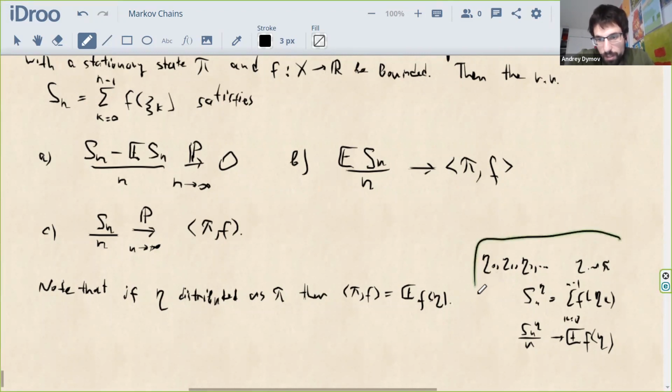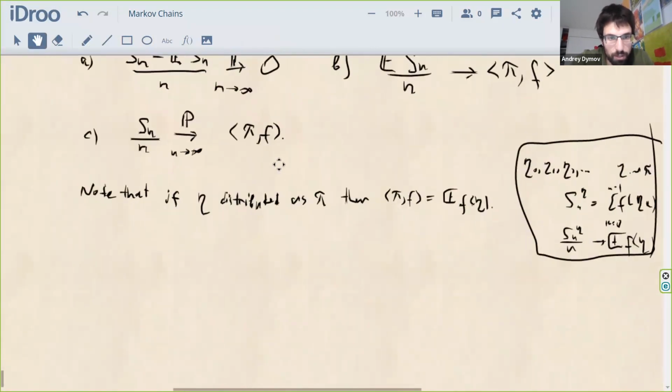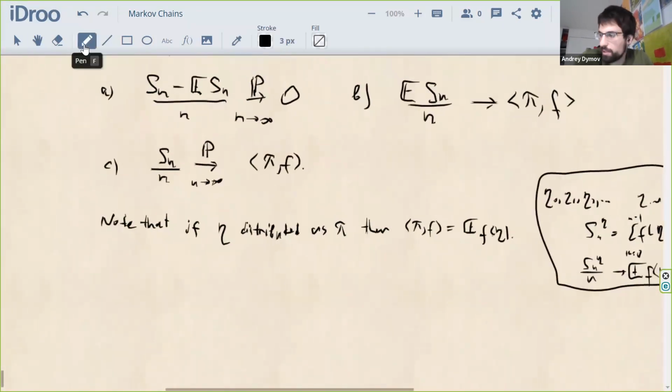Well, this was some interpretation to give you some intuition, and now let me give an example, and then I will finish for today. And in the next lecture, I will give you a proof of this theorem.